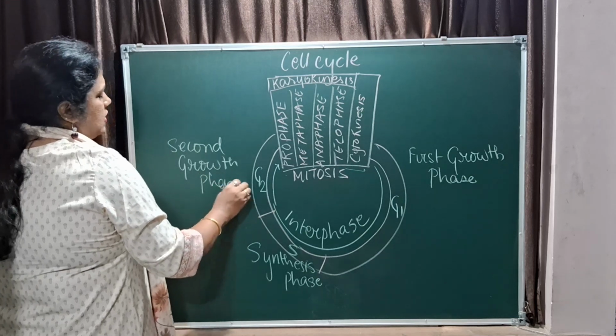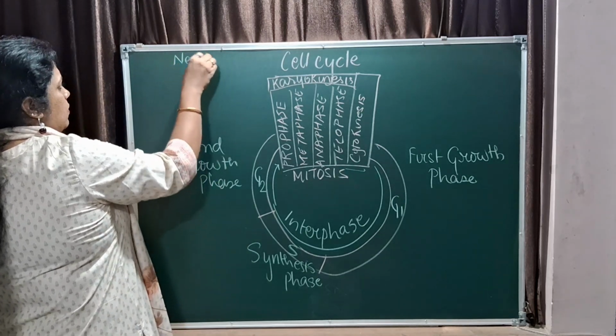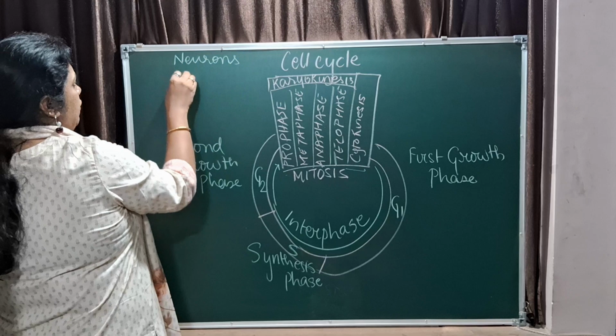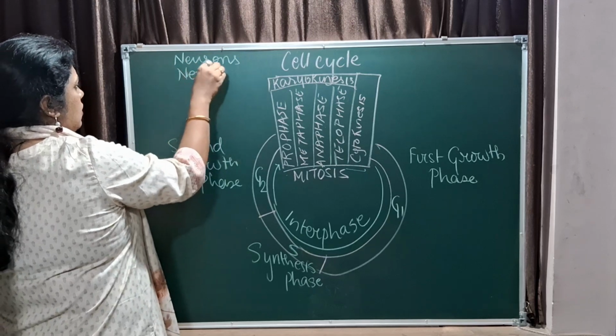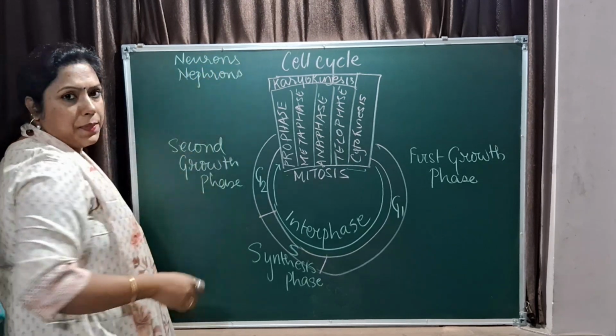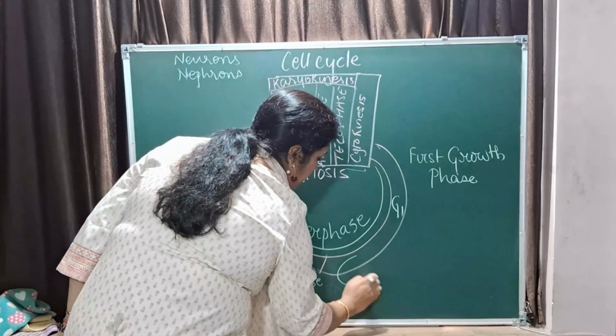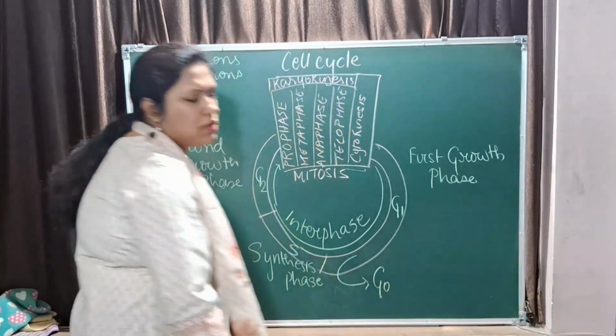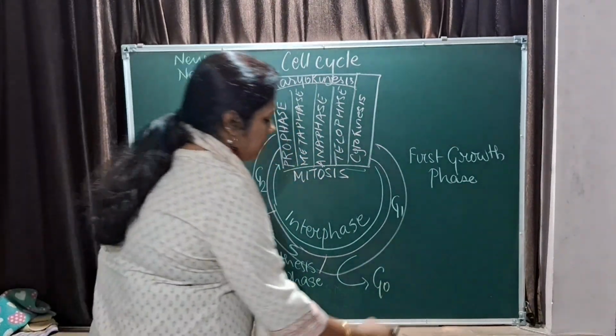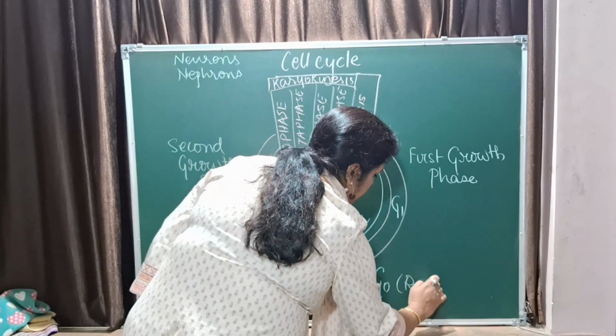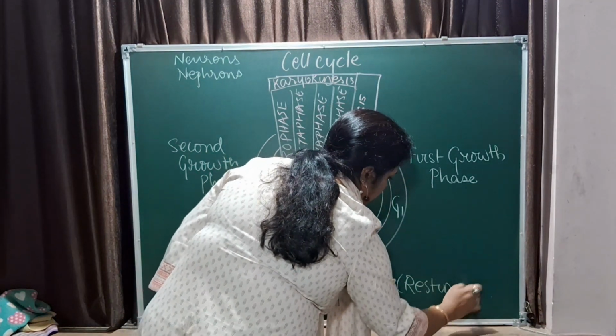Now there are certain cells like neurons, nephrons, they do not divide. Okay, so what they do, they slip into the G0 phase, that is the resting phase.